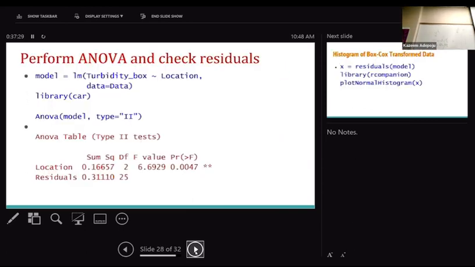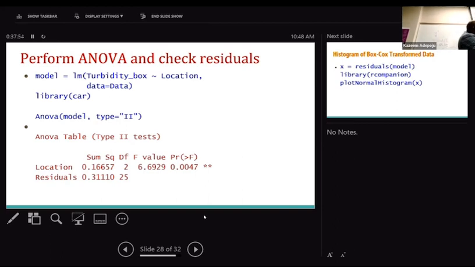Oh my God, look at the p-value. The p-value is 0.0047. There's something I want you to see now. When we did not transform the data, the p-value that you got is different from when you transform the data with Tukey, and the p-value that we got now, 0.0047, is also different from when we transformed with Tukey.